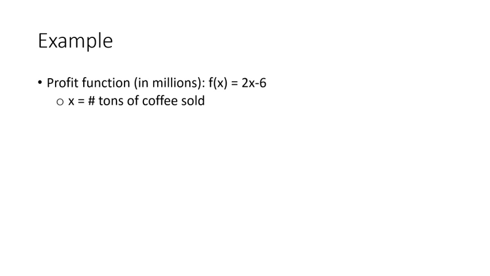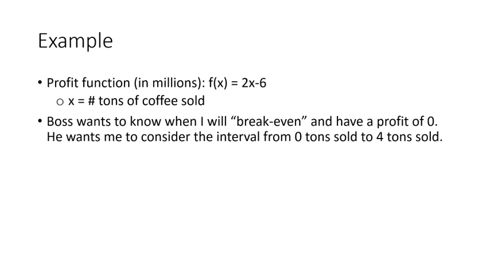Here we have a profit function that tells me my profit in millions of dollars based on how many tons of coffee I sell. My boss wants to know when I will break even and have a profit of $0. He wants me to consider the interval from 0 tons sold to 4 tons of coffee sold.